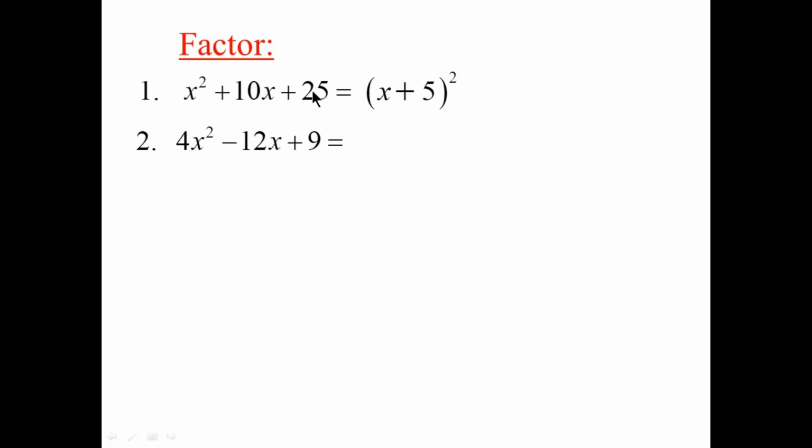Let's do it again. The square root here is 2x, and the square root here is 3. 3 times 2x is 6x, and double that, we've got 12x, which we see here in the middle. So we know that it's a perfect square. We set up the brackets to look like a perfect square. Inside the brackets goes the square roots of the bookend, so 2x and 3.